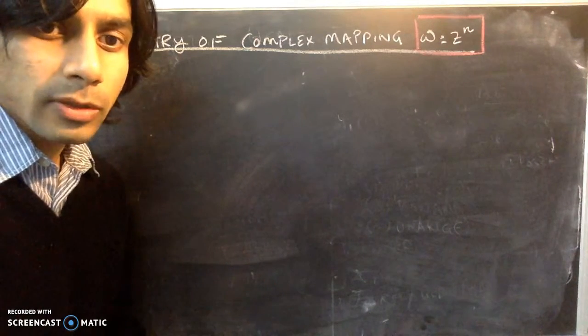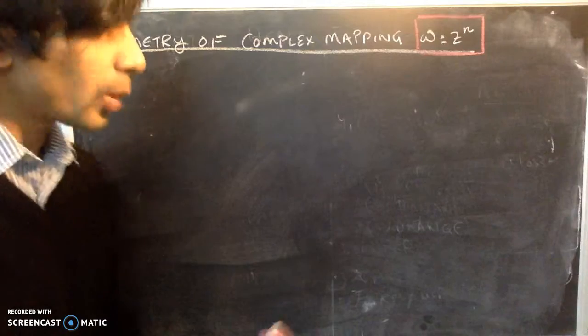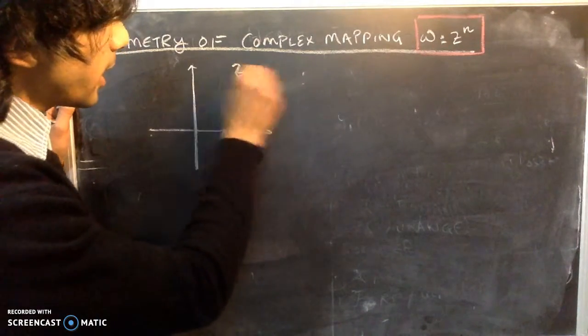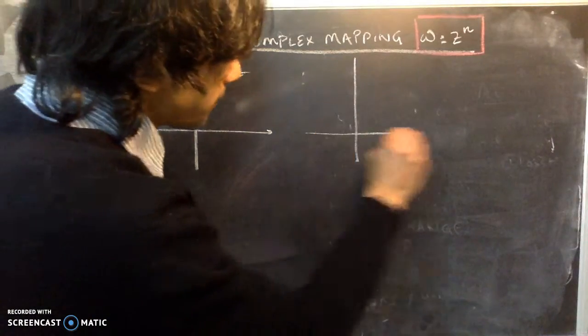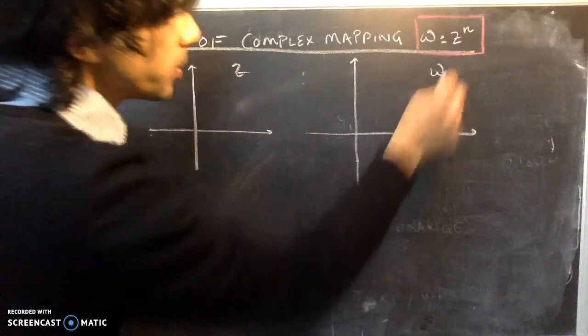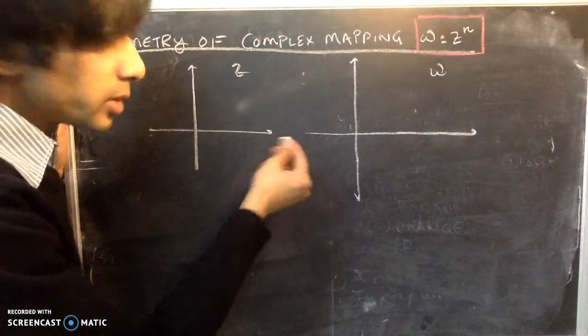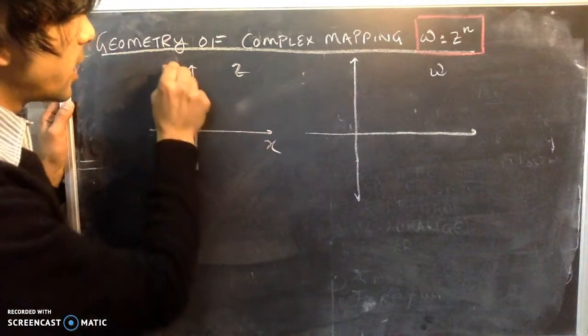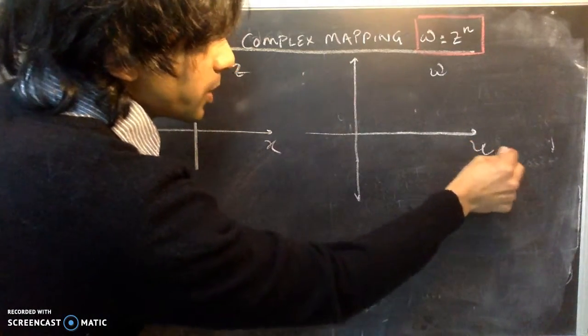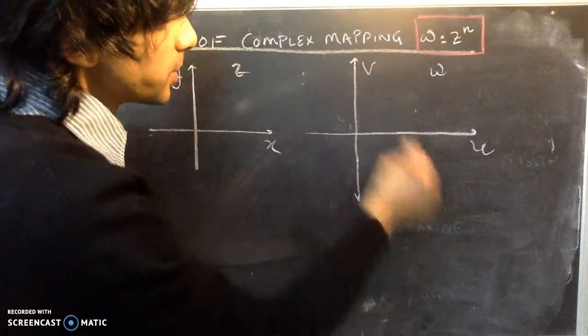we make two copies of the complex plane. One of them we call the z-plane, and the other one we call the w-plane, where the function is denoted by the symbol w. We label the real axis on the z-plane with the symbol x, and the imaginary axis with the symbol y, and the real axis in the w-plane with the symbol u, and the imaginary axis with the symbol v.